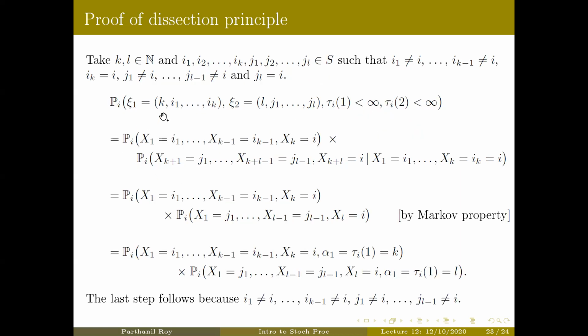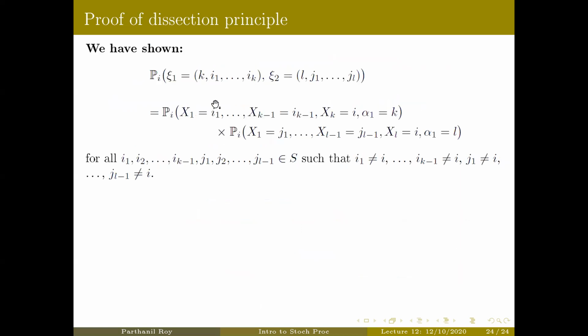So note that here, because these two are redundant, I've told you already. So we have shown that this is equal to this, but then these two are redundant, so I can get rid of them. So what we have shown is that the joint probability under Pi of psi1 and psi2 taking these two values is equal to this product of these two probabilities. And this is true for all states I1 to Ik minus 1 and J1 to JL minus 1. All of them are in S, but none of them should be equal to I. This is what we have shown. This is just a summary of what we have shown.